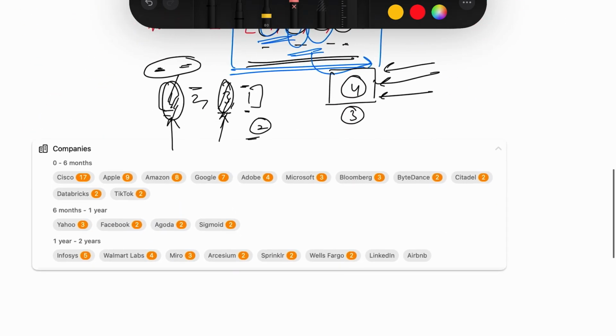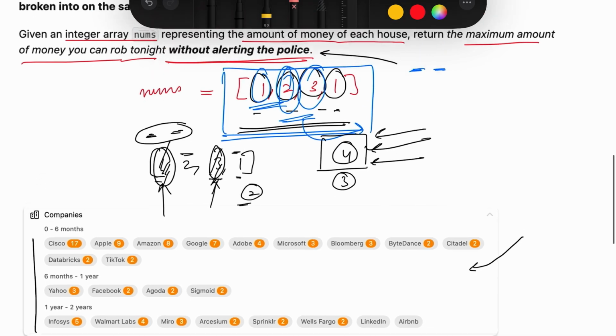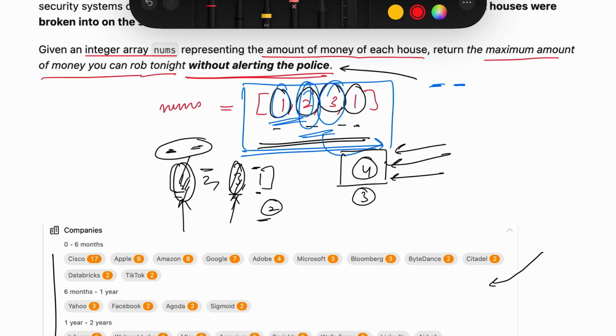And it's a very important question, it has been asked in many companies. You can see Cisco, Apple, Amazon, Google, Adobe, Microsoft, Bloomberg, etc. So how do we approach this problem?